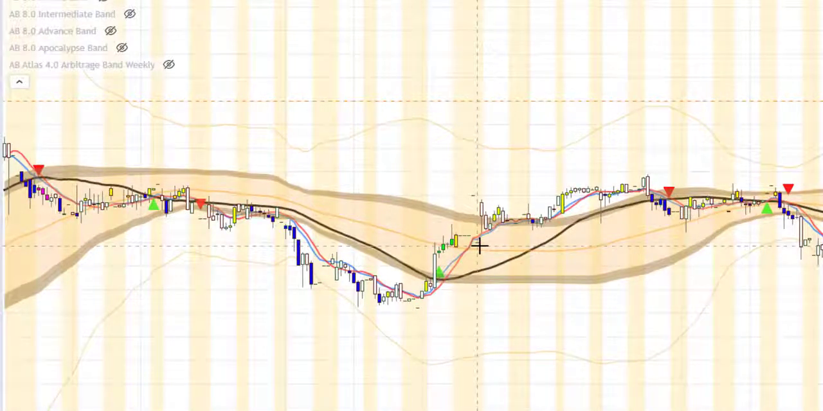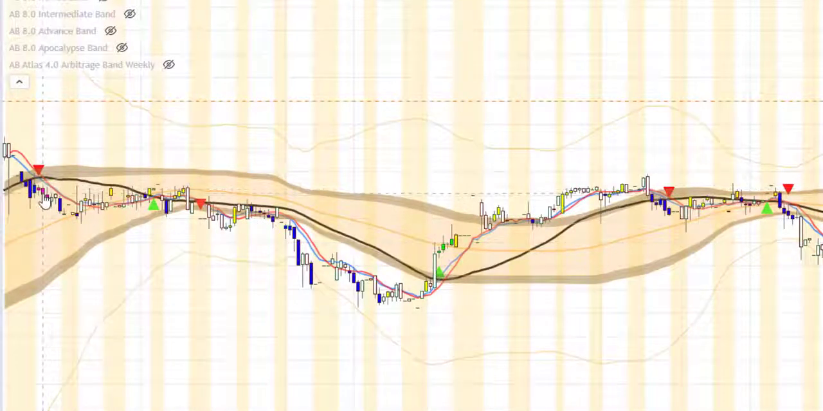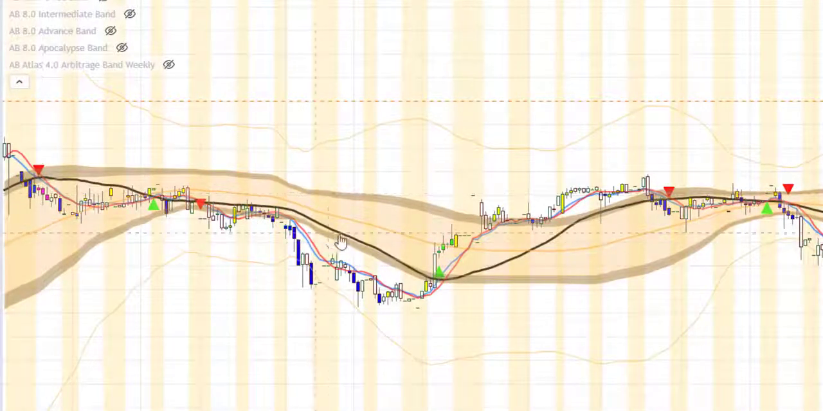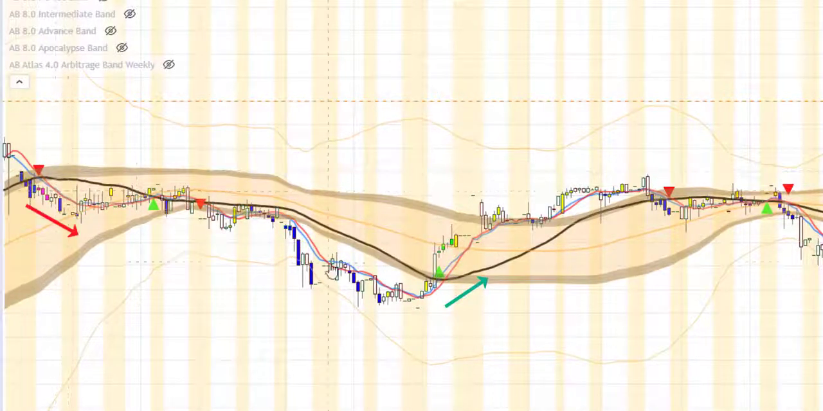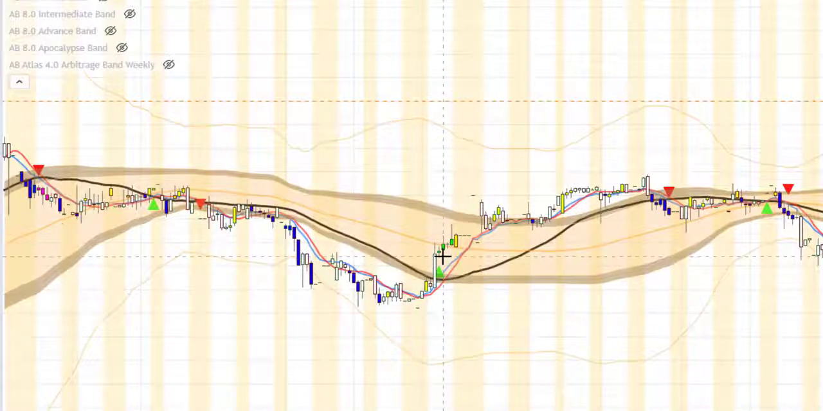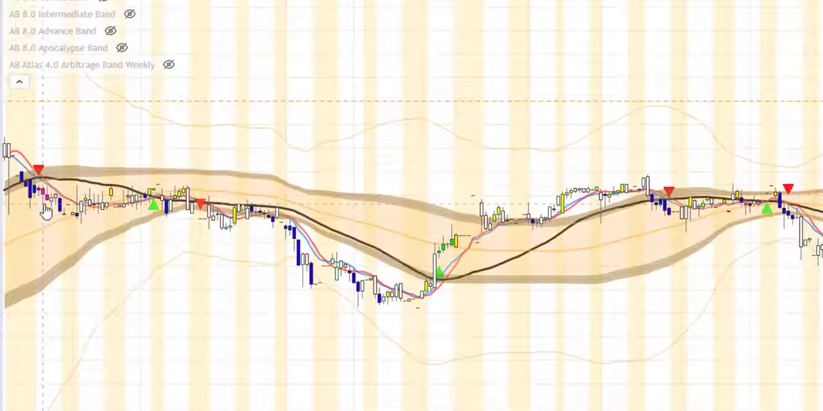Now let's talk about the green and the fuchsia candles. Well, these are variations of up candles and down candles, but they are very special. Green means a very good up candle, and red or magenta, fuchsia, whatever you want to call it, pink, is a very bad down candle.